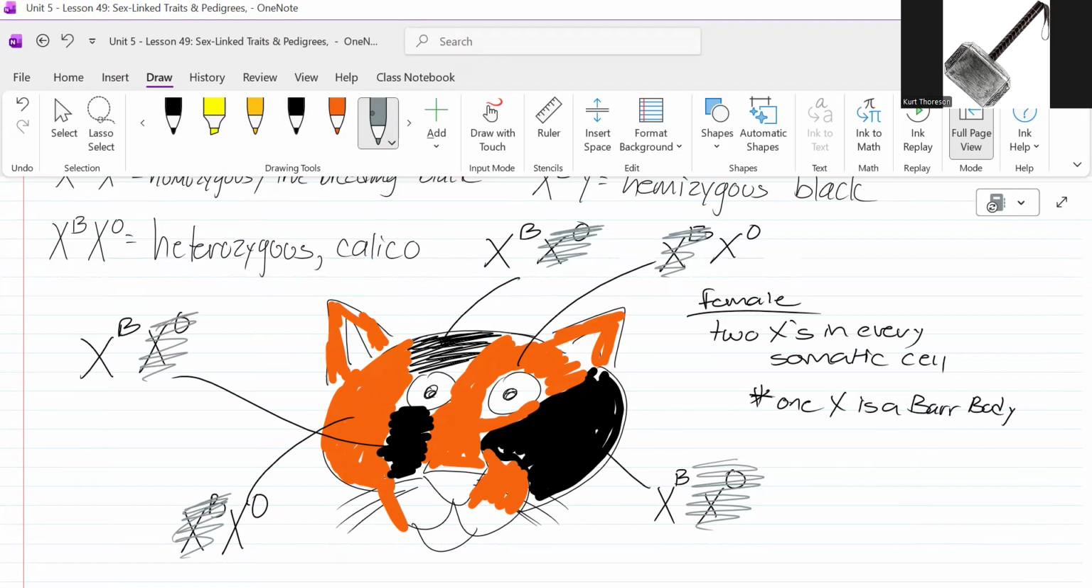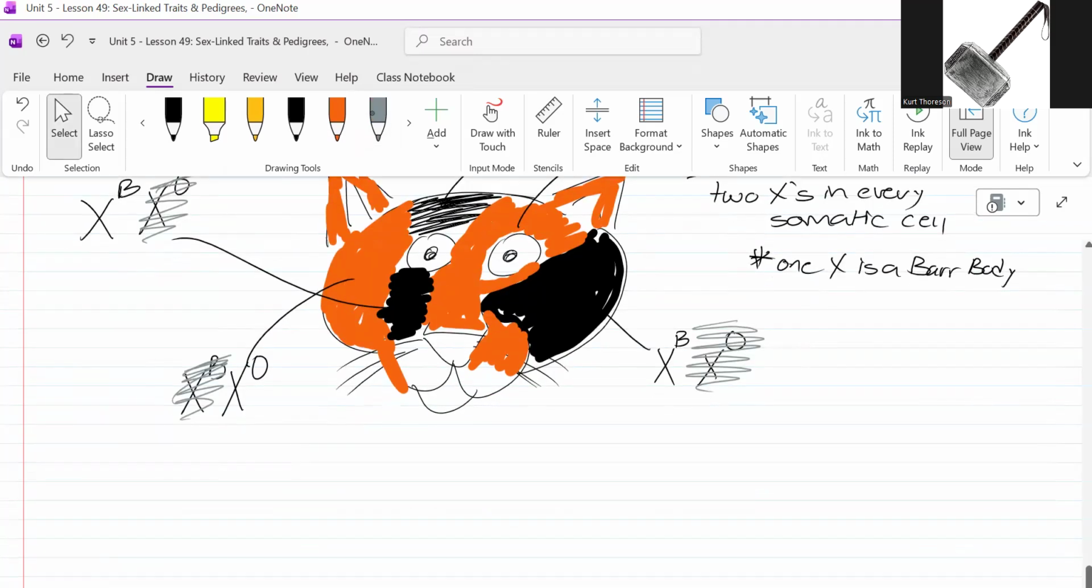So this is why only female cats can be calico that have this trait, because they can have both black and orange, but one of them is going to be inactive, which is the bar body, and the other one's going to be active, which will express the trait. That is an example of codominance, and I believe you have a problem like that in your homework.